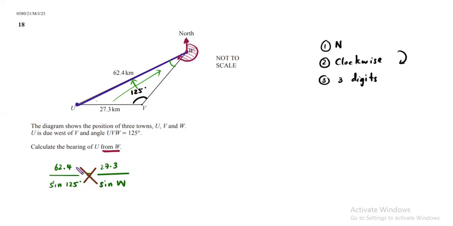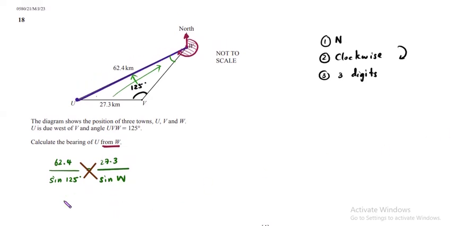Even if it's algebra, we have to cross multiply to solve it. So I'm going to cross multiply it. And when I cross multiply, I get sine W times 62.4, or 62.4 times sine W. This is equal to these two multiplied, which is 27.3 times sine 125.